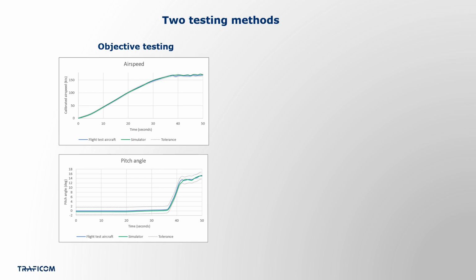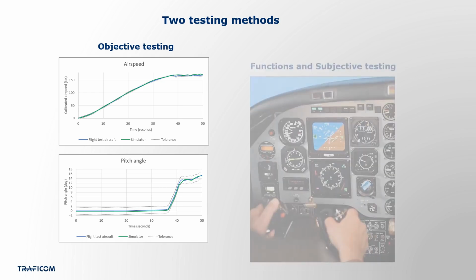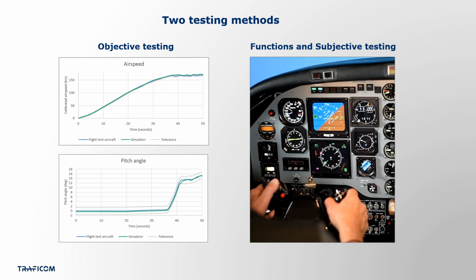Now, let's move on to the second test method, known as functions and subjective testing. This testing is performed by humans. They fly the device, assess how it feels and behaves, and evaluate the functionality of the avionics systems. As the name suggests, this method has two aspects, functional testing and subjective testing. Let's first discuss the subjective testing.